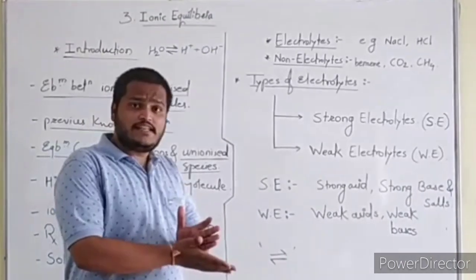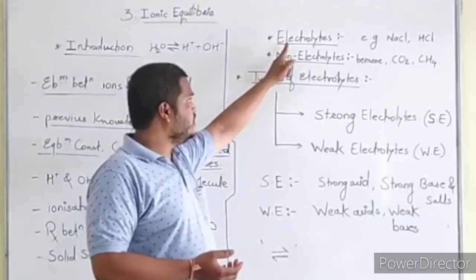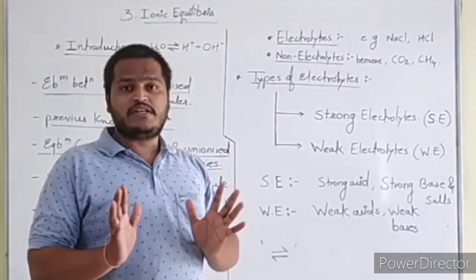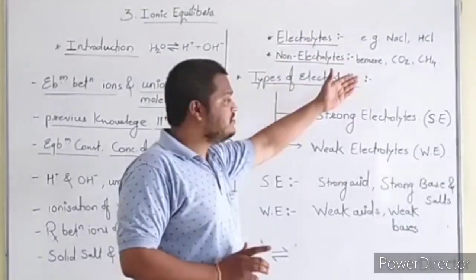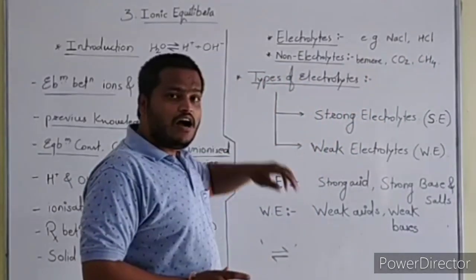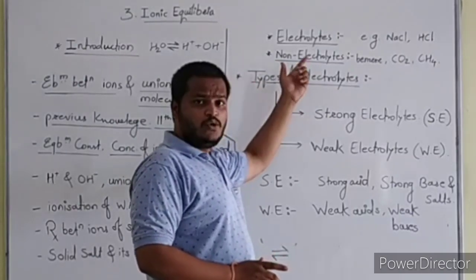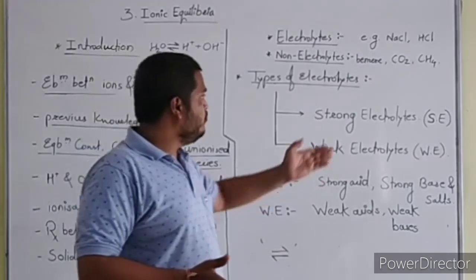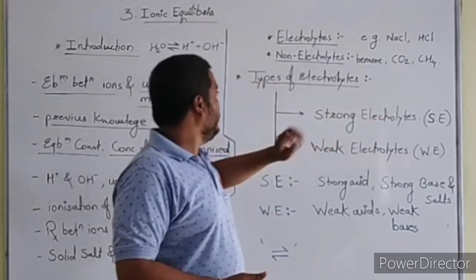Some basic points are needed to know for ionic equilibrium. First point is electrolyte. Electrolytes are the substances which undergo dissociation in the presence of water. Some examples of electrolytes are NaCl, HCl. Generally, they are ion dissociation tests. And non-electrolytes are the substances which do not undergo dissociation in water. Some examples: benzene, water, glucose, etc.